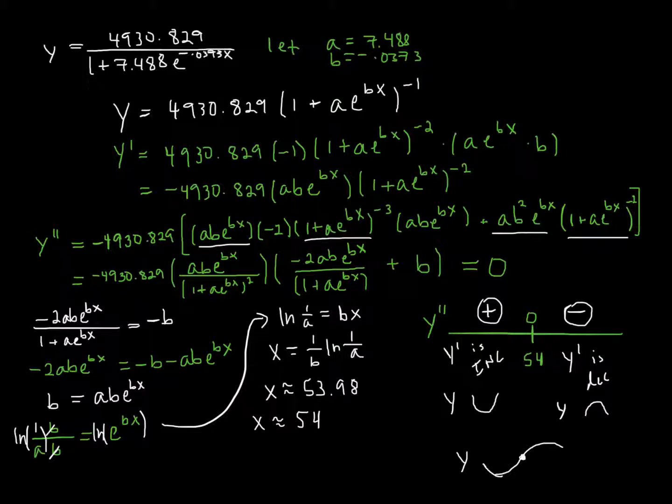So our answer would be looking for an answer that talks about how the second derivative has a 0 at 54, meaning that 54 years after 1910, or 1964, the population was growing the fastest.